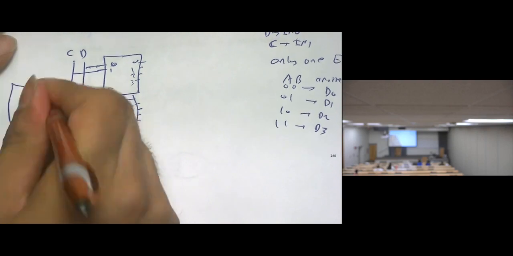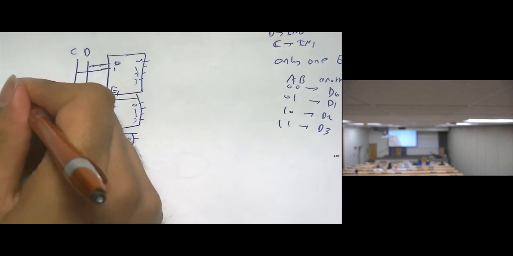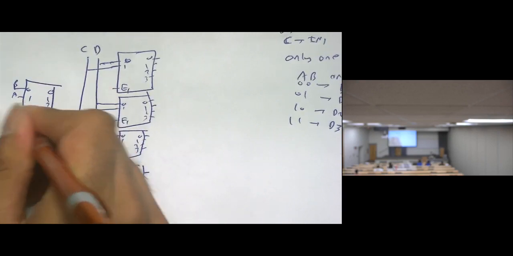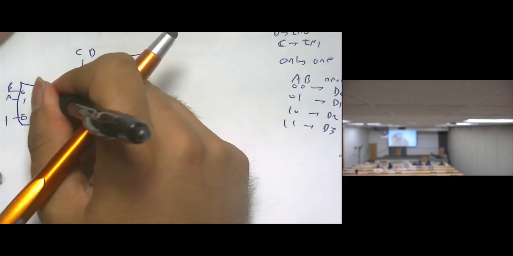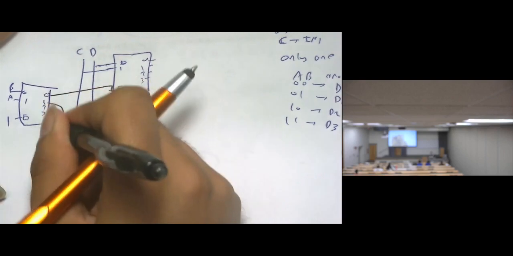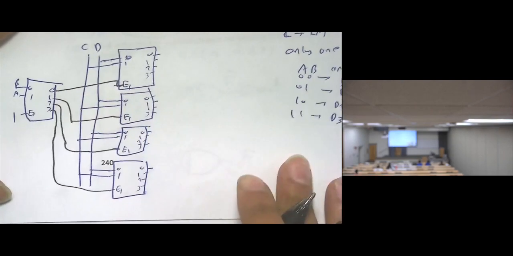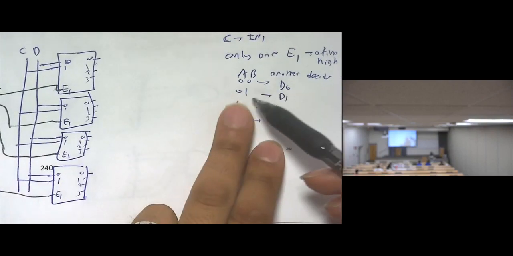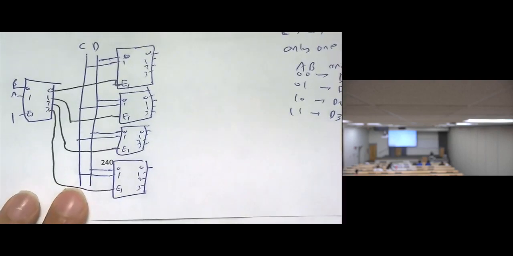Now, how can I connect A and B? I add another decoder here: 0, 1, 2, 3. Here is 0, here is 1. Here is BA. And here is the enable, I'm going to make it 1. So output 0 will go to this enable, 1 will go to this enable, 2 will go to this enable, 3 will go to this enable. Why did I do this? Because I realized the option 0 and 0 is actually D0, 0 and 1 is D1, 1 and 0 is D2, 1 and 1 is D3. Okay?